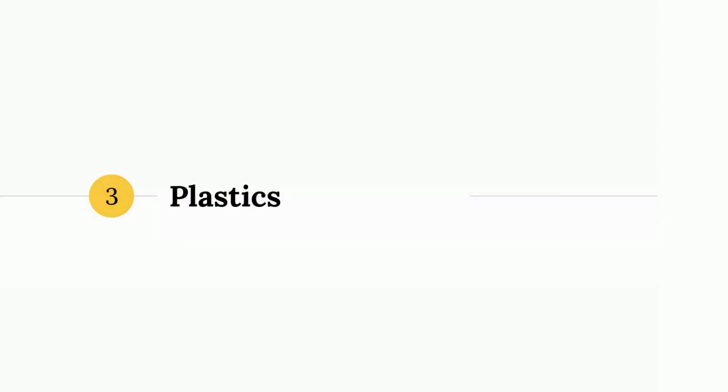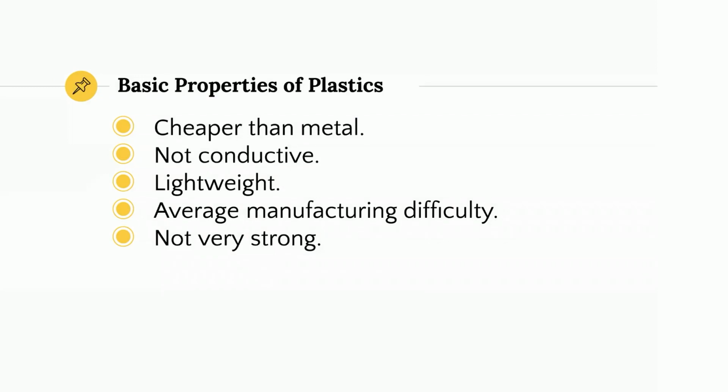Let's go on to plastics. The basic properties of plastics are that they are cheaper than metal, not conductive, so they don't conduct electricity or heat. They're lightweight. They're average manufacturing difficulty, so easier than metal, but could be easier. And they're not very strong. So they're easy to pull apart and easy to compress, and they're going to break pretty easily though.